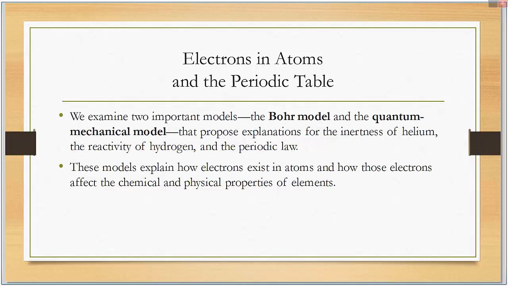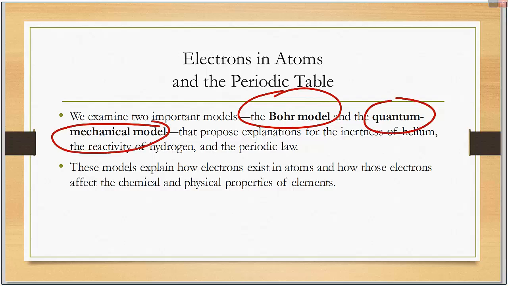So if we look at the electrons a little bit closer, we realize 2 important models. That's what we're going to be discussing: the Bohr model and the quantum mechanical model. They propose explanations of the inertness of helium, the reactivity of hydrogen, and the periodic law. These models explain how electrons exist in atoms and how the electrons affect the chemical and physical properties of elements.